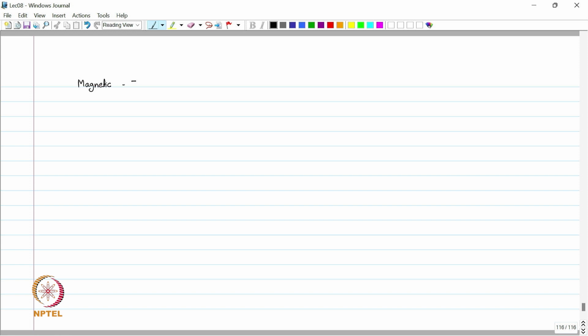Magnetoelastic sensor. So there is a change in the Young's modulus, and this delta Y, or the change in the Young's modulus, is an outcome of magnetostriction.